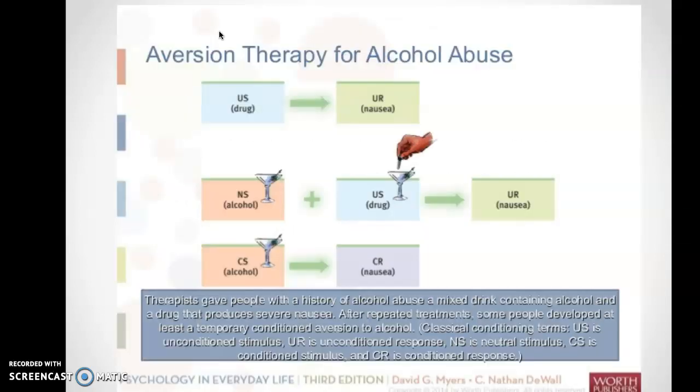Okay. So again, we're mapping out how that would work for aversion therapy with alcohol. You have the unconditioned stimulus, the drug, and the unconditioned response is nausea. And you're going to pair, via classical conditioning, the neutral stimulus of alcohol with the drug, and hopefully get the neutral stimulus to become your conditioned stimulus.